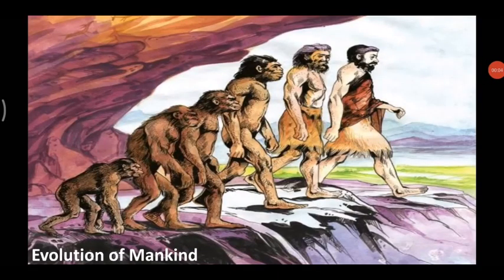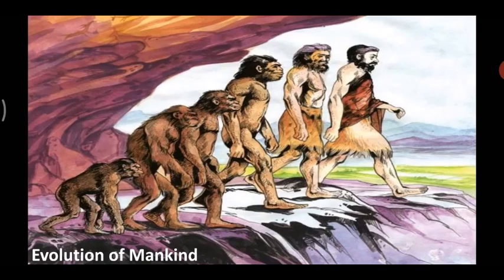So today we will begin with a chapter in EVS part 2. The name of the chapter is Evolution of Mankind. Students, in our last class we learnt about evolution in some animals of a species. In today's lesson we will learn about evolution of mankind.